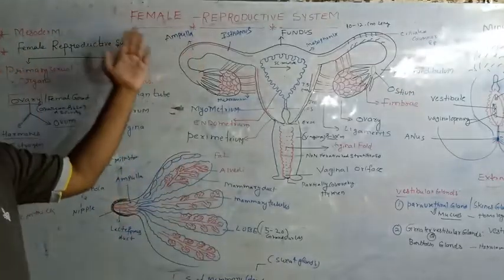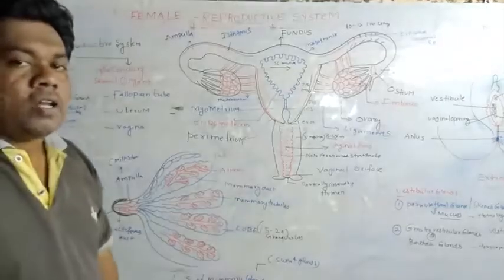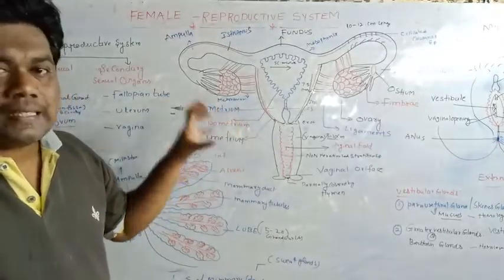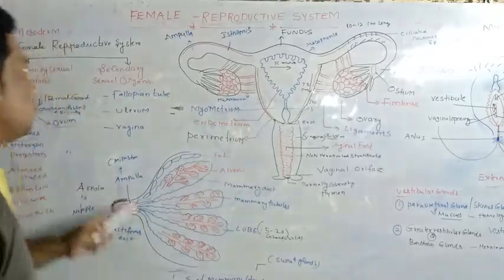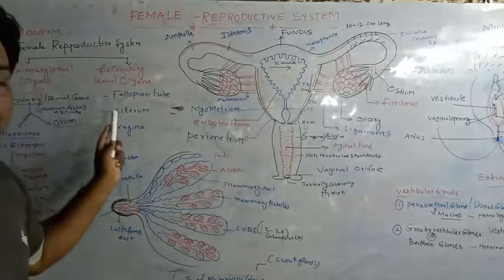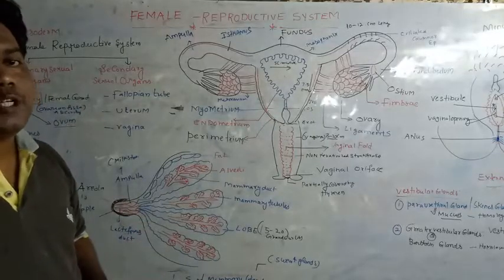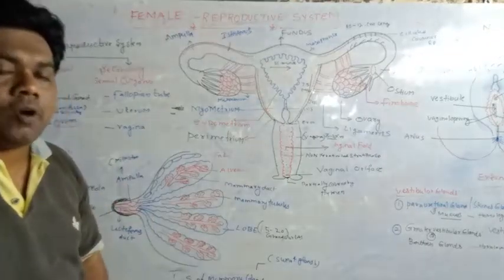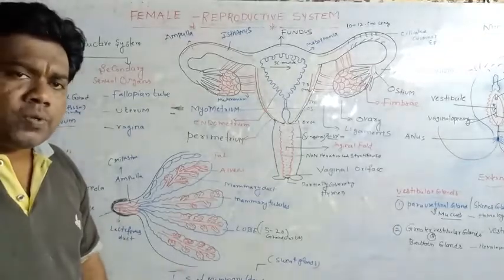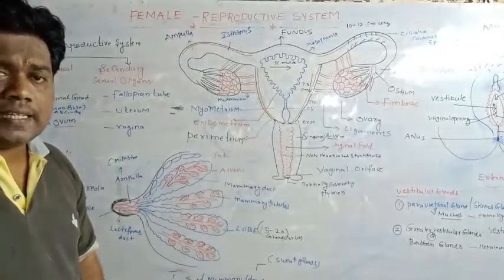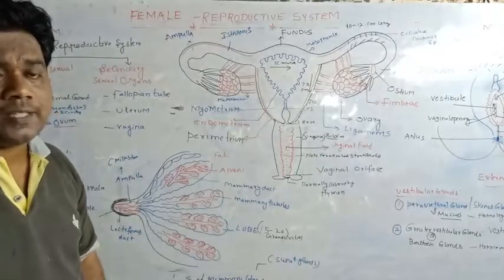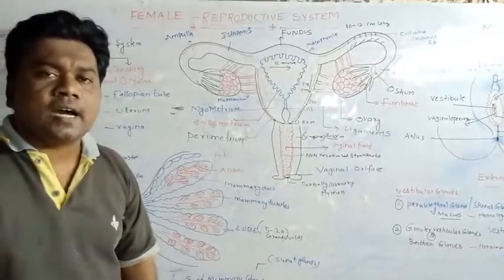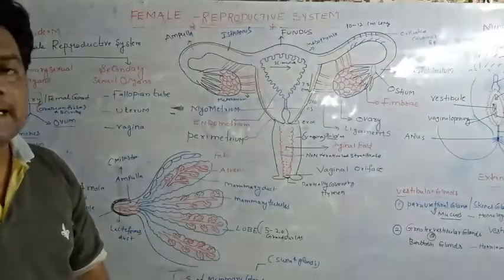The female reproductive system arises from the mesoderm, meaning the complete female organs arise from the mesoderm. So this is the first point. This female reproductive system is divided into two parts: primary sexual organs and secondary sexual organs. Like the male reproductive system, where the primary sexual organs are the testes, similarly the female reproductive system consists of primary sexual organs and secondary sexual organs.